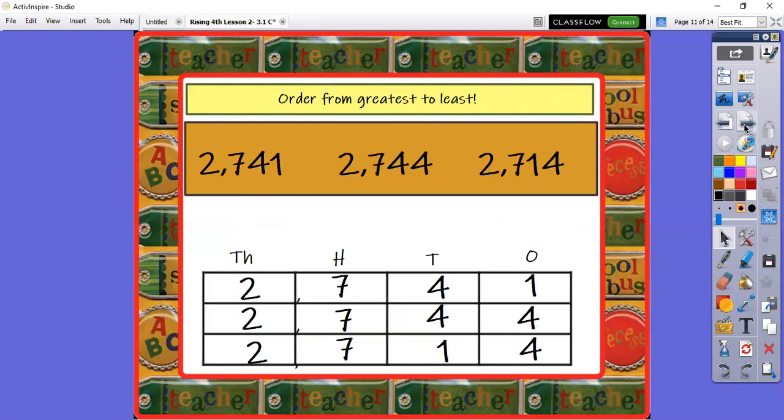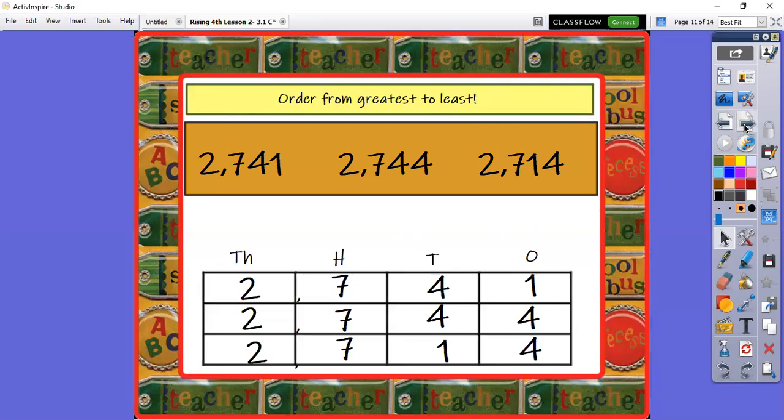Let's try one more. This time, notice it says from greatest to least. So don't get tricked. Again, if you want to, go ahead and pause this video so you can write down these three numbers and set up a table such as this with the abbreviations of TH, H, T, and O for ones. Go ahead and then replay it when you're ready to check your work.